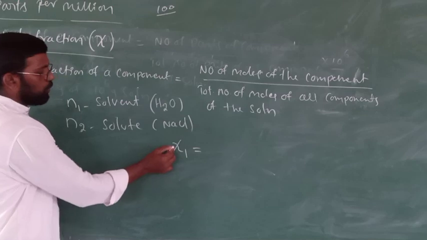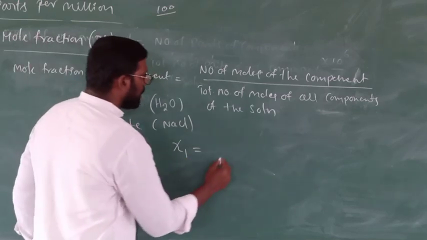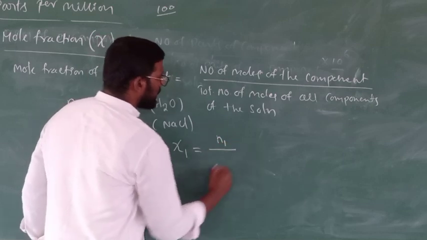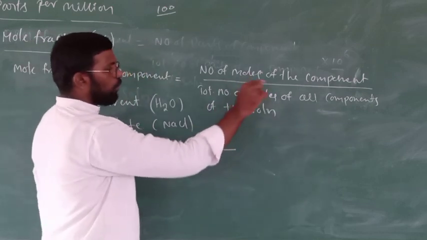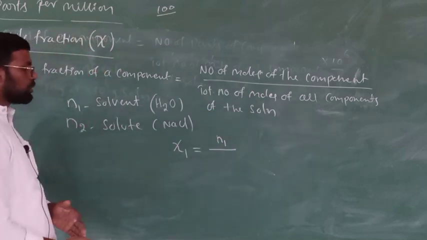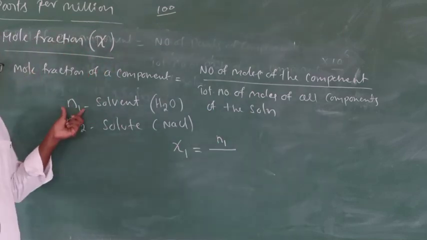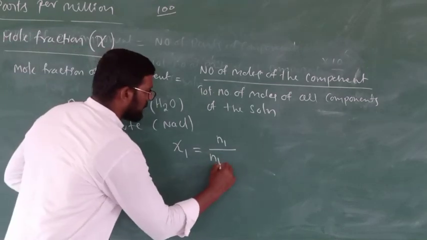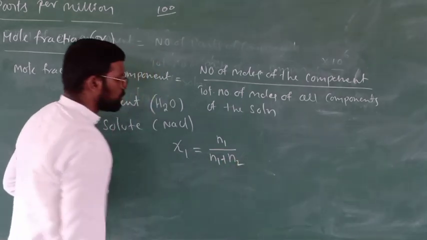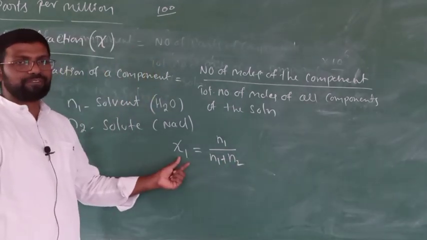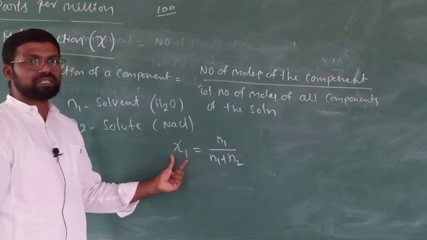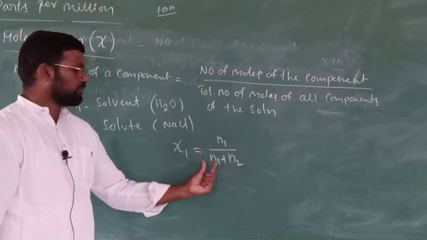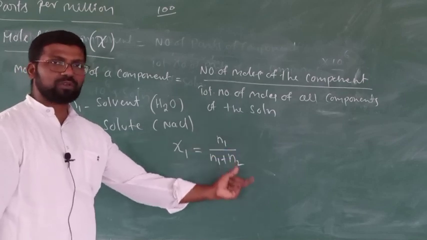Right. Now if you want to know the mole fraction of solvent, x1, 1 for solvent, mole fraction of solvent x1 is equal to number of moles of solvent, n1, by total number of moles of all components of the solution. What is the total number of moles? Number of moles of solvent as well as number of moles of solute. So number of moles of solvent n1 plus number of moles of solute n2. So this gives the mole fraction of solvent. Mole fraction of solvent is equal to number of moles of solvent divided by number of moles of solvent plus number of moles of solute.